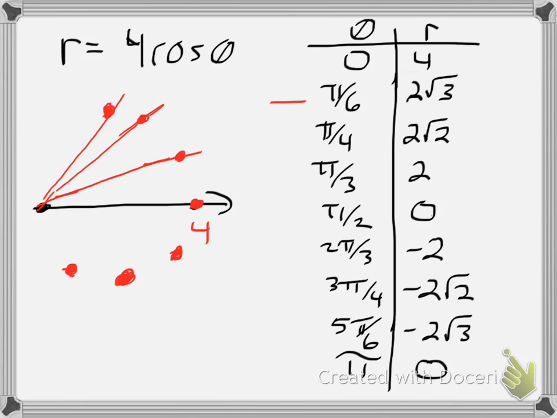Pi over 6, that's this first one right here. So there's pi over 6, and I go out a distance of 2 square root of 3, which is about 3.46. Pi over 4, right here, 45 degrees. I go out 2 square root of 2, which is about 2.8. So right there. Pi over 3 is 2. Go out 2, so you can see it go out shorter each way. Pi over 2, straight up, at a distance of, excuse me, a distance of 0, so it's right here at the pole.